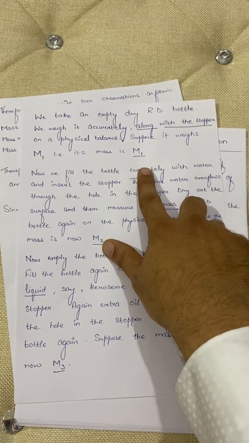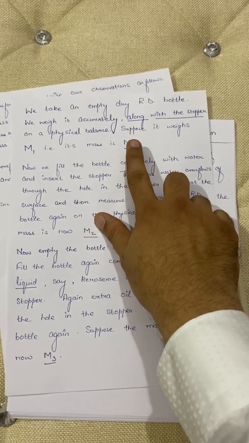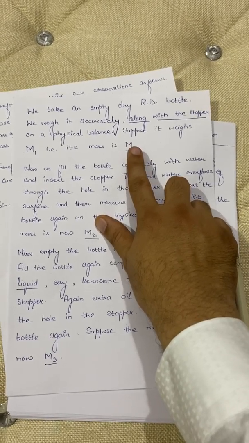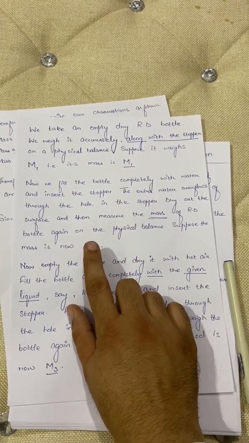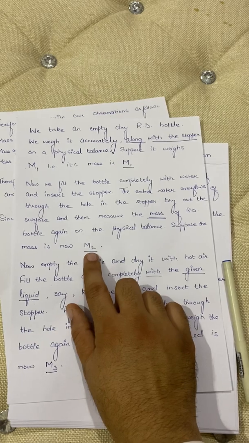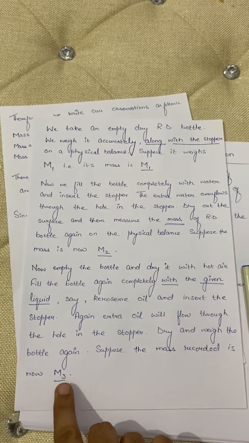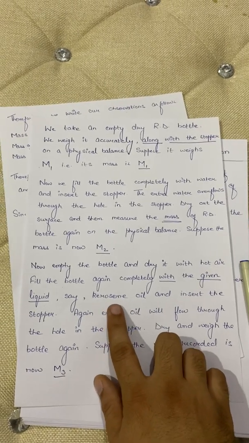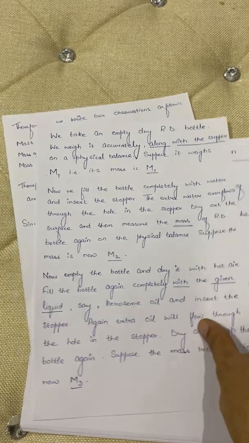What is the difference? This M1 is the mass of the empty dry density bottle, RD bottle. This M2 is the combined mass of the empty density bottle plus the water that is filled inside it, while this M3 is the mass of the density bottle as well as the unknown liquid, which in this case is kerosene oil. We have taken the example of kerosene oil, we can take any other example also, no problem. Is it clear? So this is M1, M2 and M3.